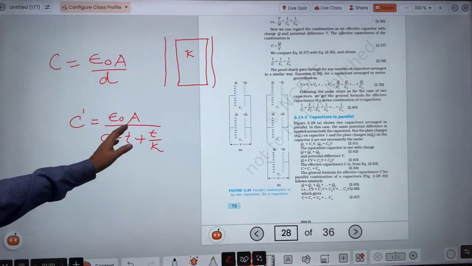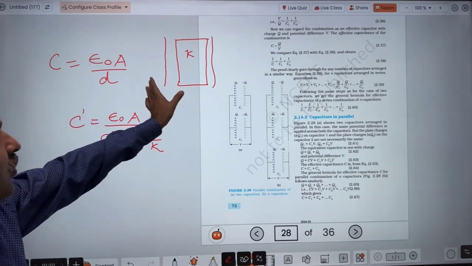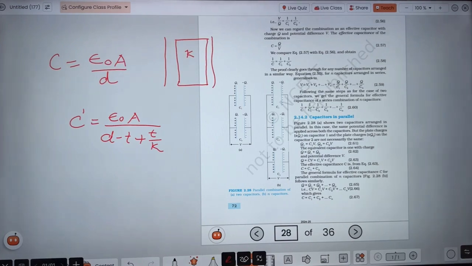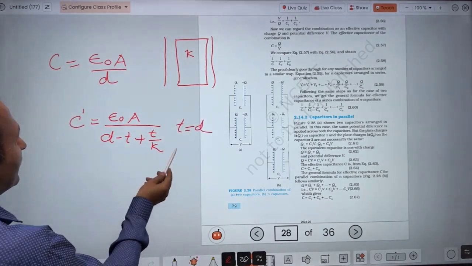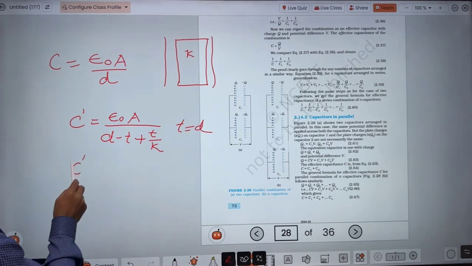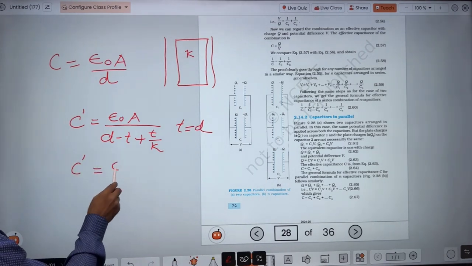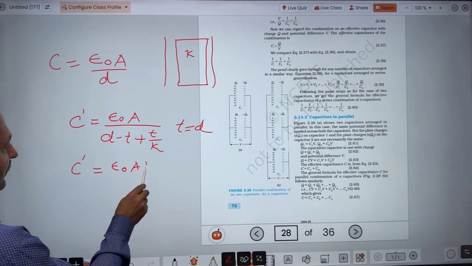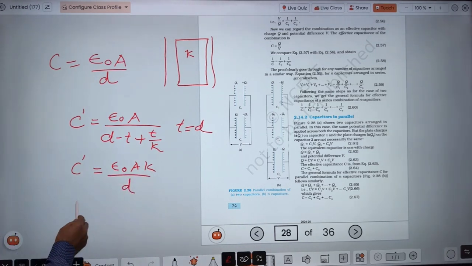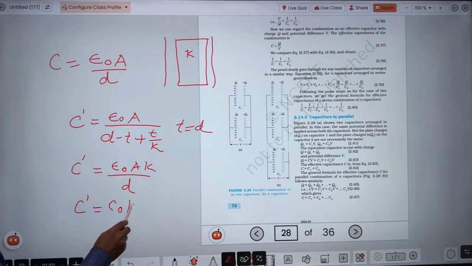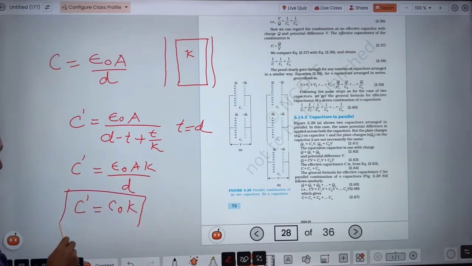And in a special case, when this dielectric occupies the entire space, in that case T equals D, and after that we got epsilon naught A upon D divided by K. I think you remember it. Here you can also write it as C0 times K, meaning capacitance increases K times. So this whole concept you have studied in the previous lecture.